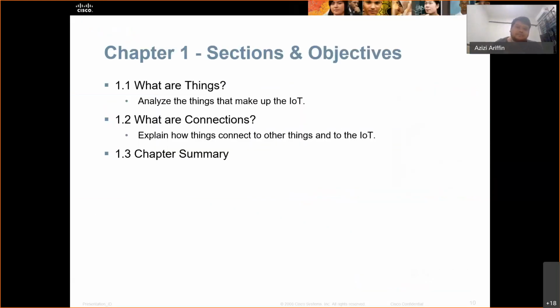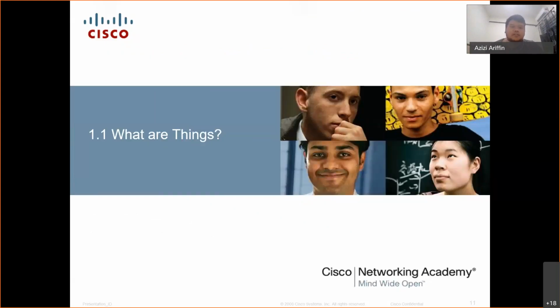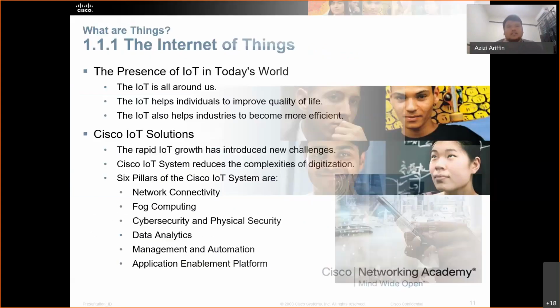So for this topic, first, what are the things we will cover. We analyze the things that make up the IoT, the components. So what are the connections? Macam mana kita nak connectkan contoh LED, sensor, relay kepada your microcontroller, and we'll do some chapter summary. Okay, so first thing first, what are things?